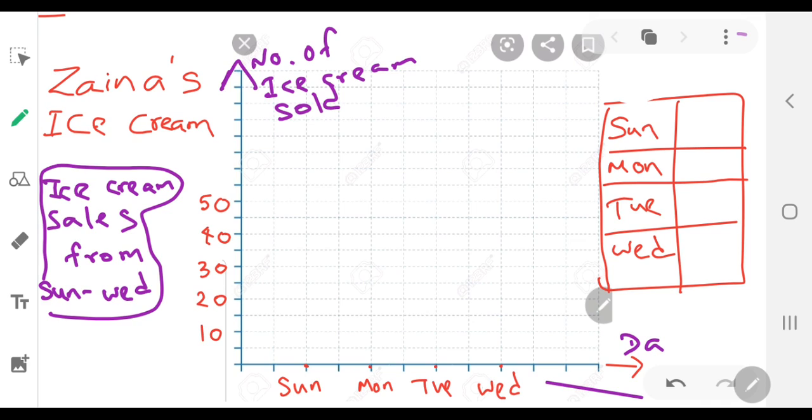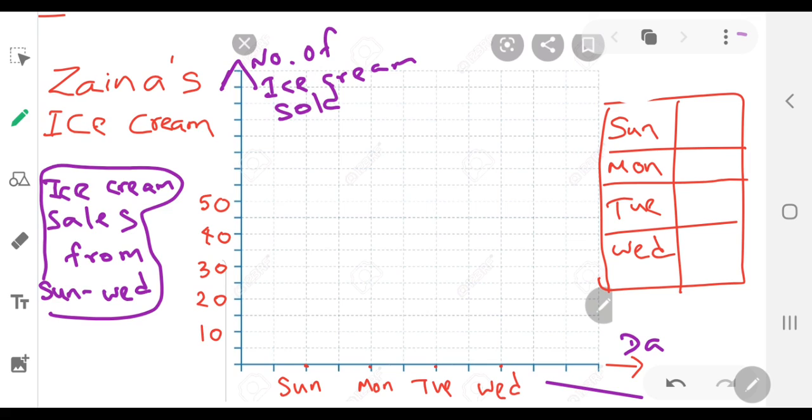So what is the main thing you should do before you read a graph? First step is not to be scared of it. The second step is try to identify the topic, or try to identify what they are talking about here. Over here I'm going to talk to you about the ice cream sales from Sunday to Wednesday of Zaina's ice cream parlor. Zaina is my daughter's name, so I'm going to open an ice cream parlor in her name, and then I open it on Sunday. Let's say for the first 4 days, I am going to record the sales data of how many ice creams I have sold for 4 days.